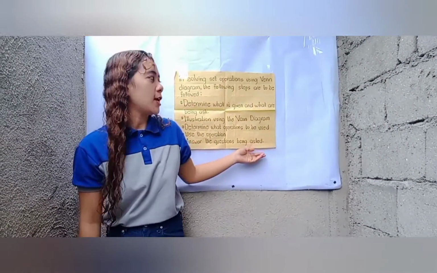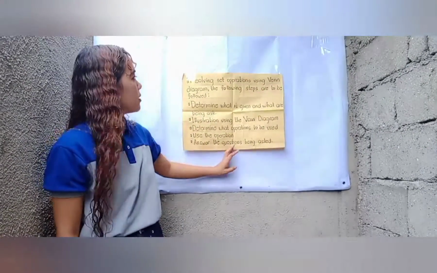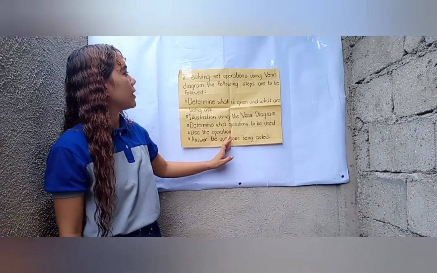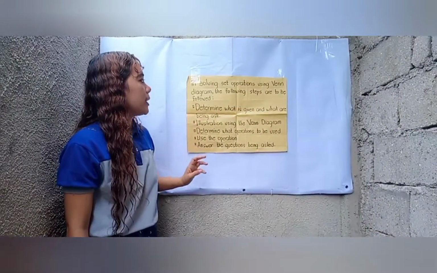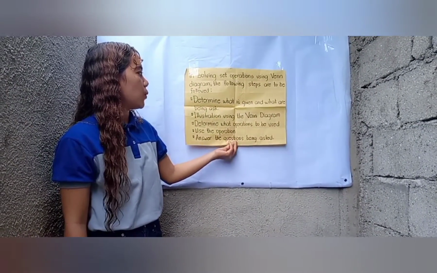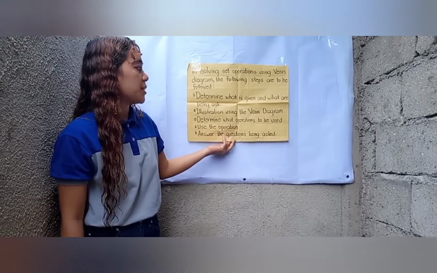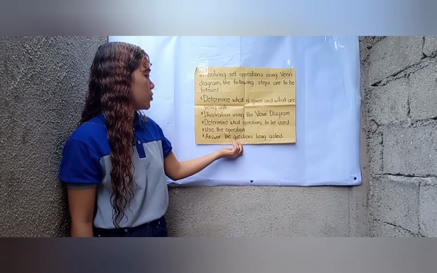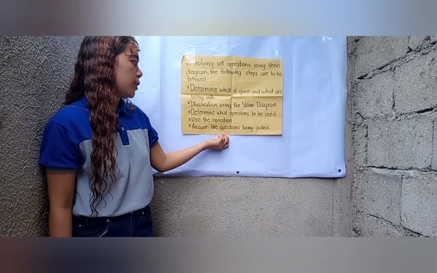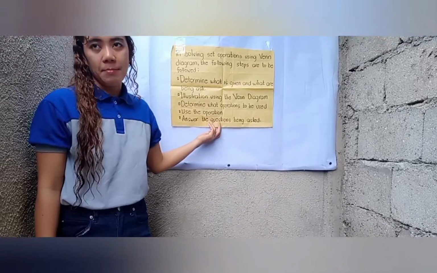So, in answering the problems involving sets, we have this set operations or steps. So, in solving set operations using Venn diagram, the following steps are to be followed. Number 1, determine what is given and what are being asked. Step 2, illustration using the Venn diagram. Step 3, determine what operations to be used. Step 4, use the operation. And the last step, answer the questions being asked.